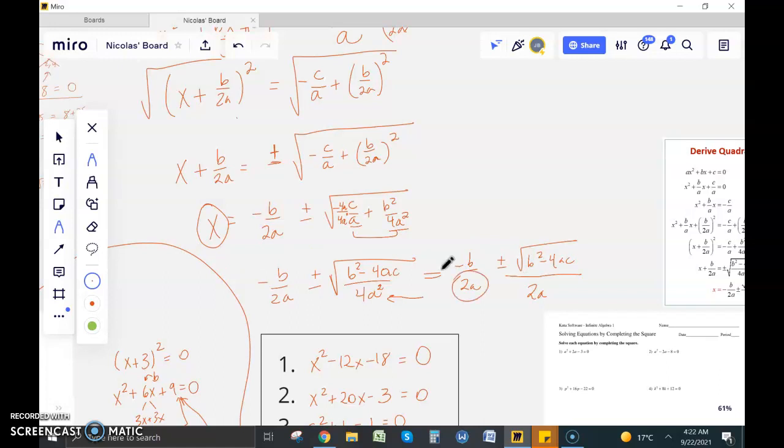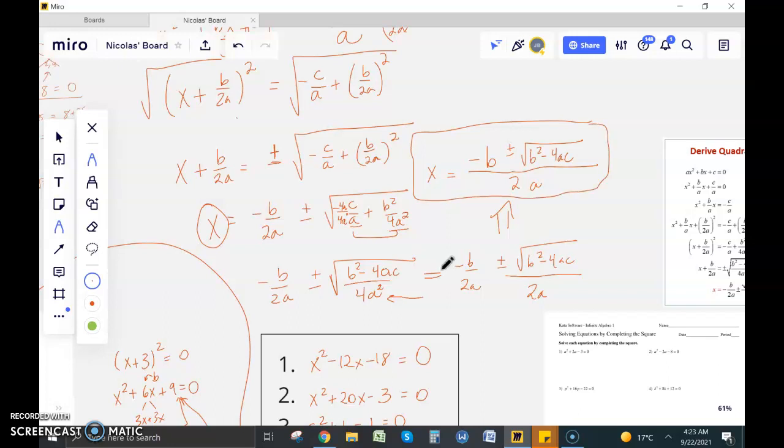And at this point, what do I notice? Denominator of 2a, denominator of 2a, I can go ahead and combine these fractions as well. And that'll give me my final version of the quadratic formula, which is negative b plus or minus the square root of b squared minus 4ac, that's all of this, divided by 2a. Remember, this is what x equals. And so this lovely thing here is the quadratic formula.